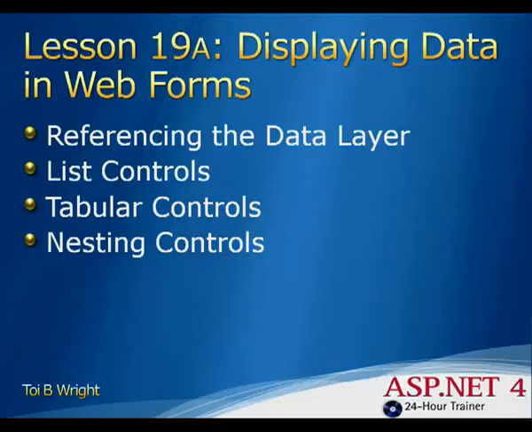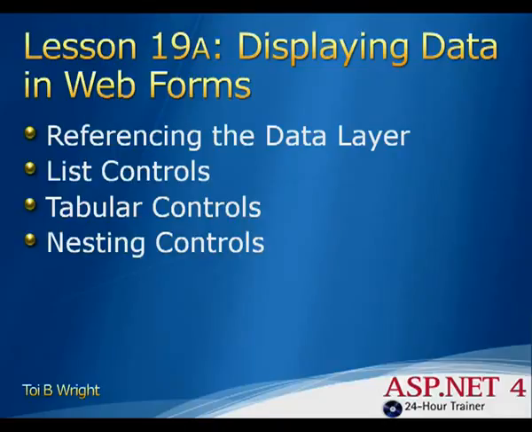Tabular controls are used to display records either in an HTML table or via a template. These are the tabular controls found on the Data tab of the toolbox. The Data List control is used to display a group of records in an HTML table by using a template. This control has a handy property called Repeat Columns that is used to designate how many columns to repeat in each row. The Details View control is used to display a single record in an HTML table.